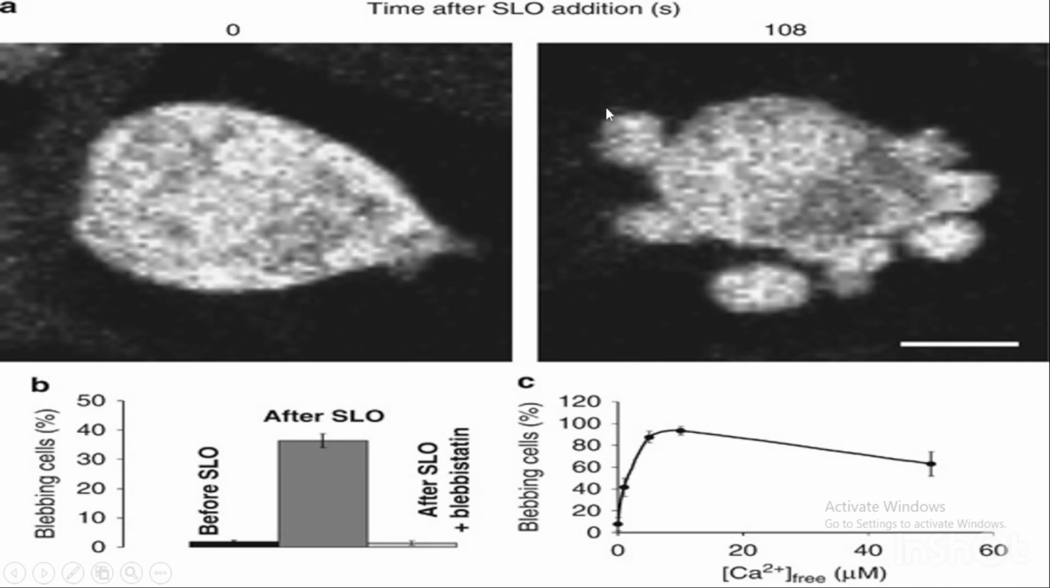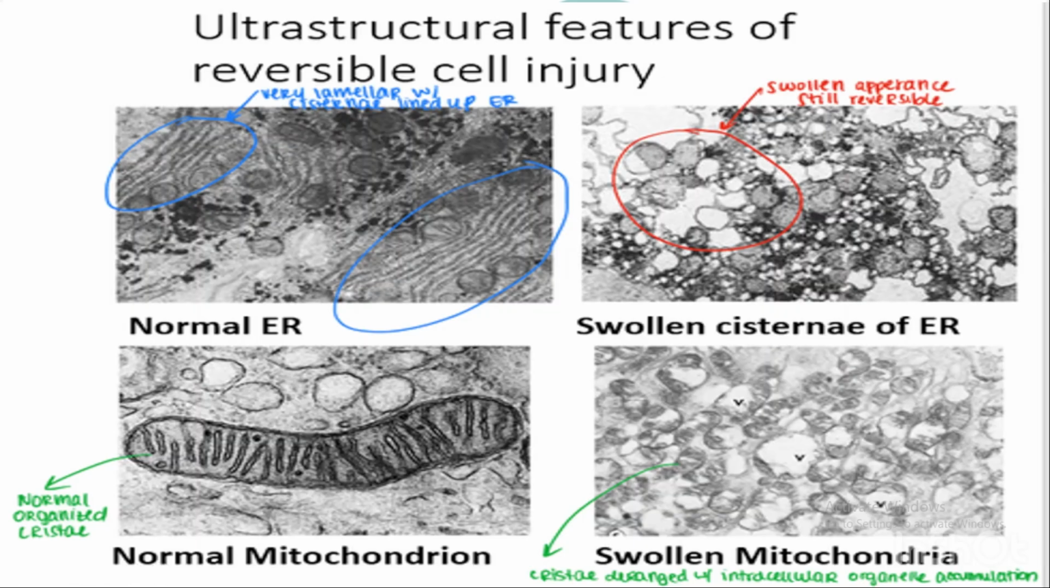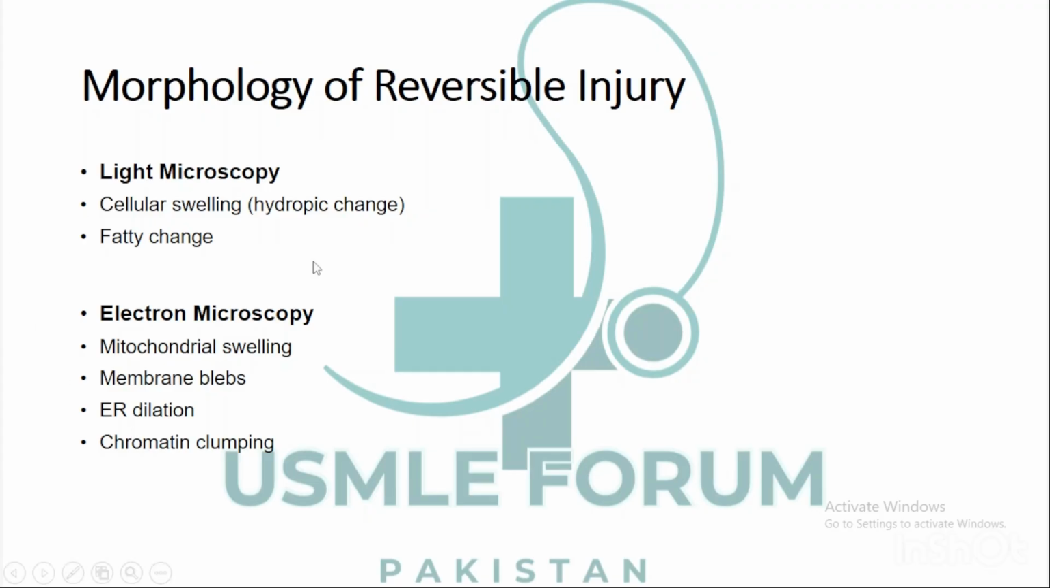You can see the membrane blebs in reversible cellular injury. So these are the important light microscopic and electron microscopic features. You're going to remember these changes, and these are very high yield for your USMLEs and for your exams, right? So now let's move on. Just keep in mind that throughout this reversible injury, the most important thing for you to remember is that in reversible cellular injury, the membrane remains intact.